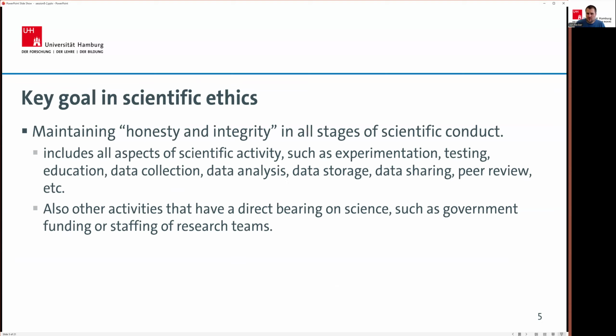The key goal of scientific ethics is to maintain the maxims or principles of honesty and integrity in all stages of scientific conduct. That means in all aspects and processes of scientific activity, such as study design, experimentation, education, data collection, analysis, reporting, review, and so forth, but also, of course, in adjacent or secondary activities around this, such as research funding or staffing of a research team. So honesty and integrity are really the fundamental maxims, higher order moral values that govern scientific conduct, and they are operationalized in 6 different principles.